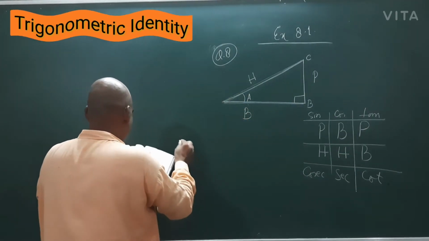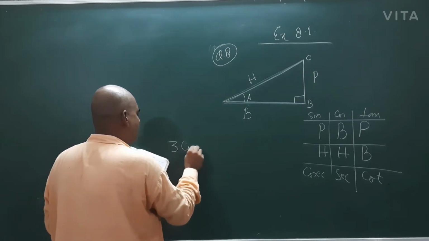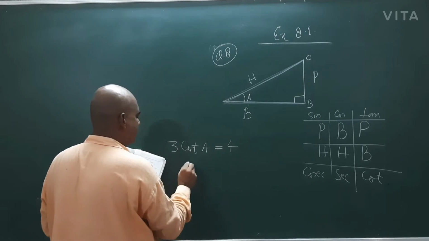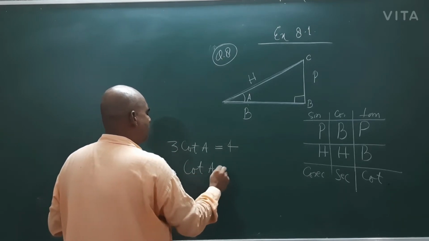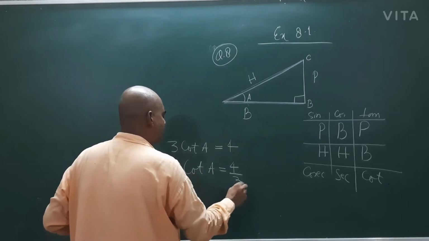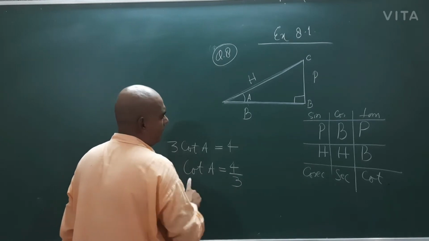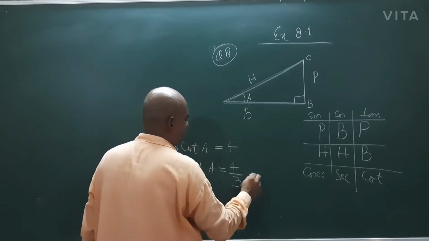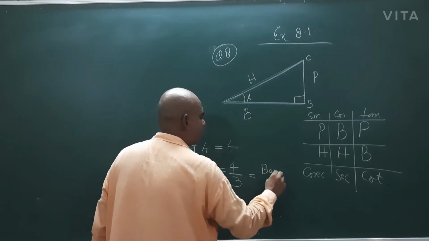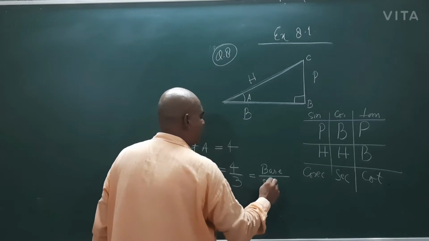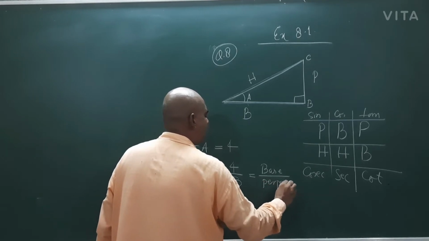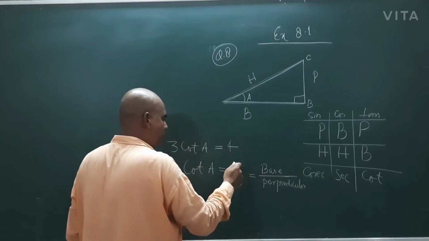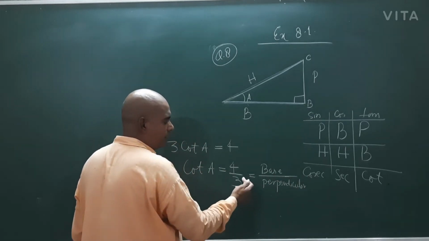So it is given here 3 cot A is equal to 4, which means cot A is equal to 4 by 3. And the definition of cot A is base by perpendicular. So you can write base by perpendicular, this. So base you may have 4k and perpendicular 3k.